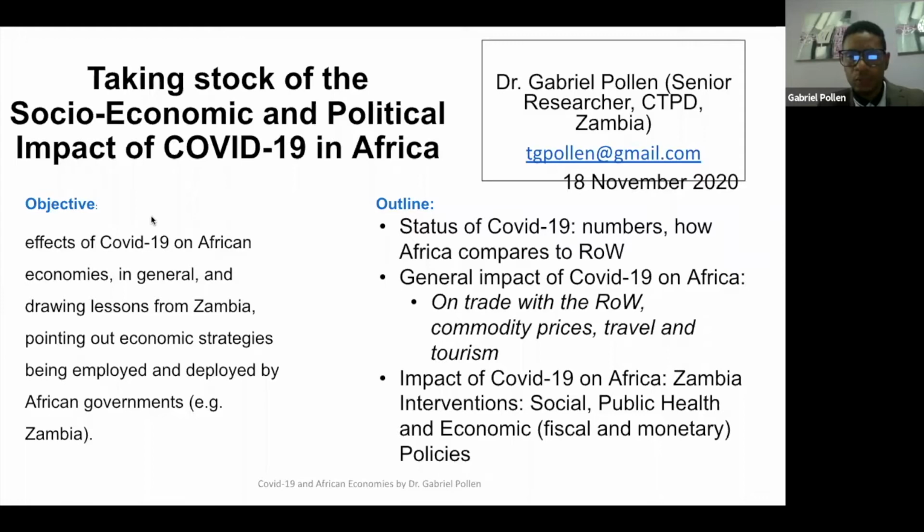Then we'll look at the situation of Zambia, which is basically what has been done in pretty much every sphere of the world in looking at the impact of COVID-19 on Africa and the kinds of interventions that have been promoted by different countries, which include social, public health, and economic policies. Next slide, please.